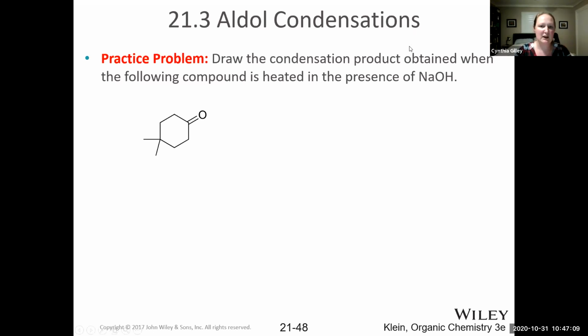Right? So we're going to be drawing an aldol condensation product, which is an alpha beta unsaturated aldehyde or ketone. In this case, we're starting with a ketone, so it will be an alpha beta unsaturated ketone. We're using a base and we're heating it, so it will go all the way to the condensation product. So go ahead and pause and see if you can come up with the structure.